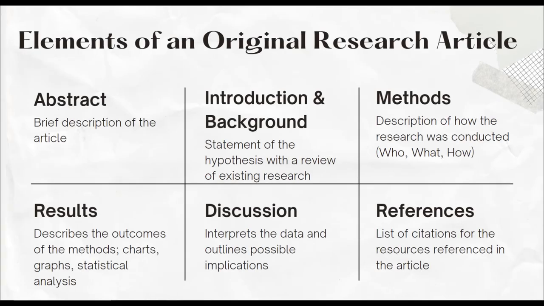Original research articles have 6 main parts. The abstract summarizes the article and is a helpful brief look at the main sections of the article. The introduction and background explain the study and the hypothesis or research question, and include a literature review of previous studies on the topic. The methods section explains how the research was conducted, the results describe the outcomes of the study, and the discussion interprets the data and explains any possible implications or future research that could be conducted. Finally, the references outline the sources that were used in writing the article.